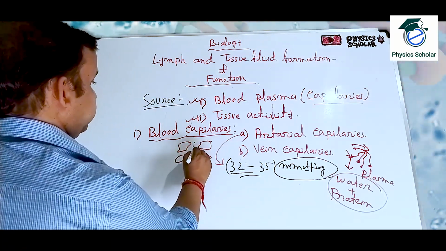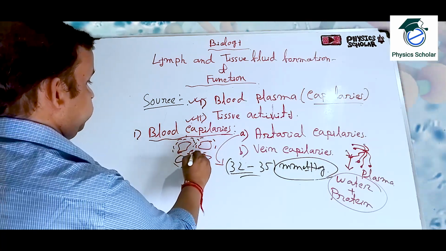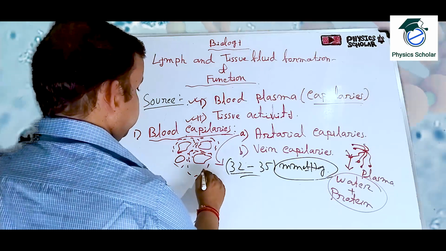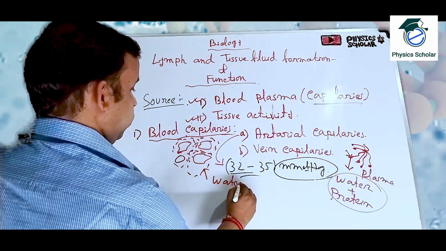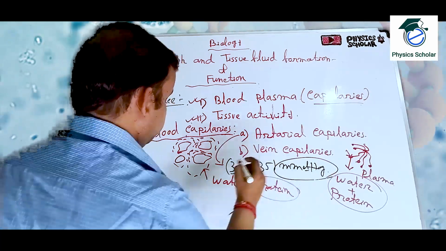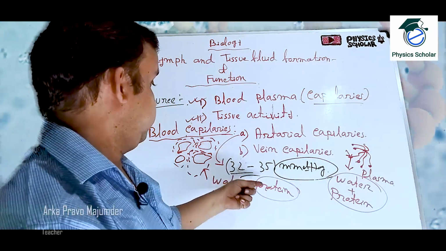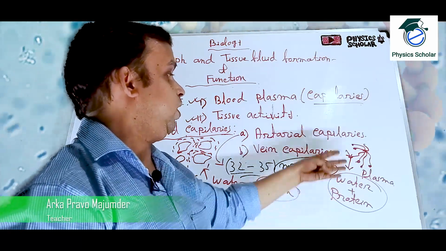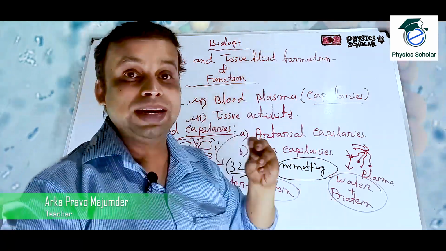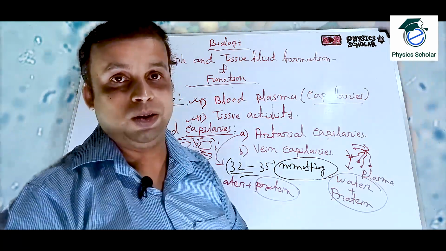So it will fill up the gap between the tissues or between different type of cells. Clear? So it is nothing but the water plus protein. Okay, but the amount of protein, because if we compare with the blood, the amount of protein in the tissue fluid will be less than that of the blood. Why? Because the protein is only coming out from blood only.